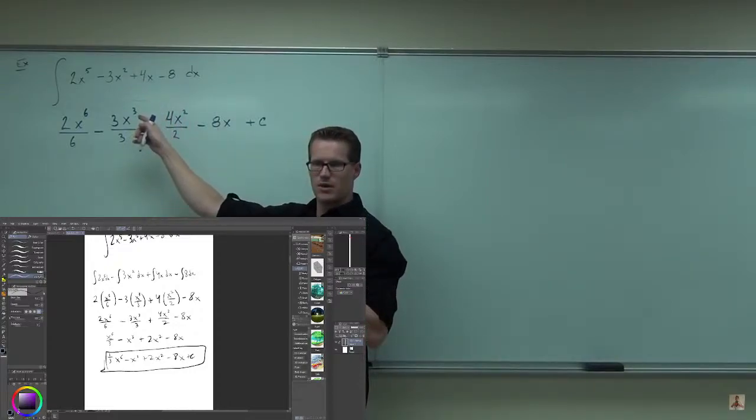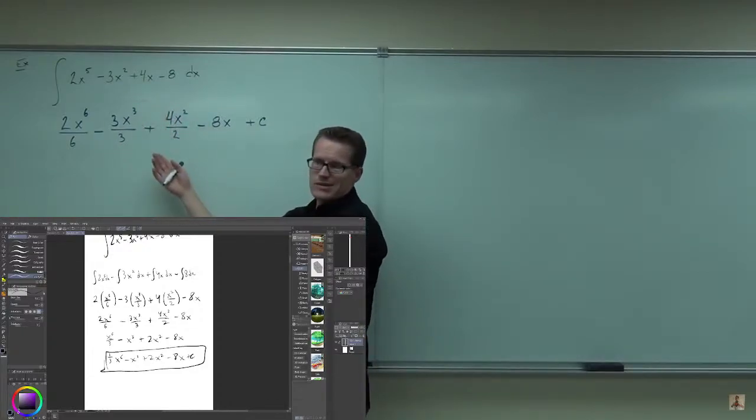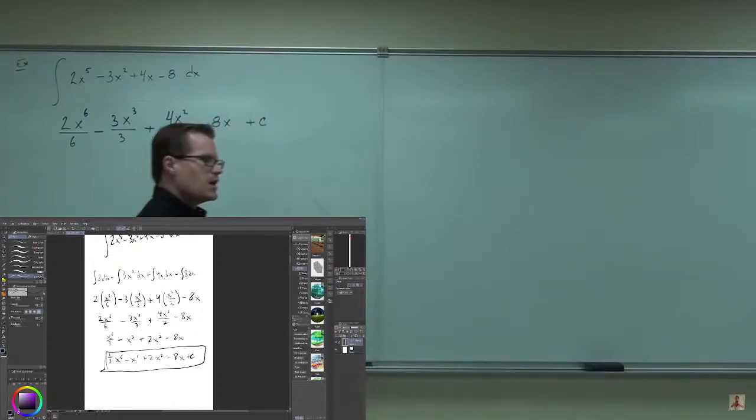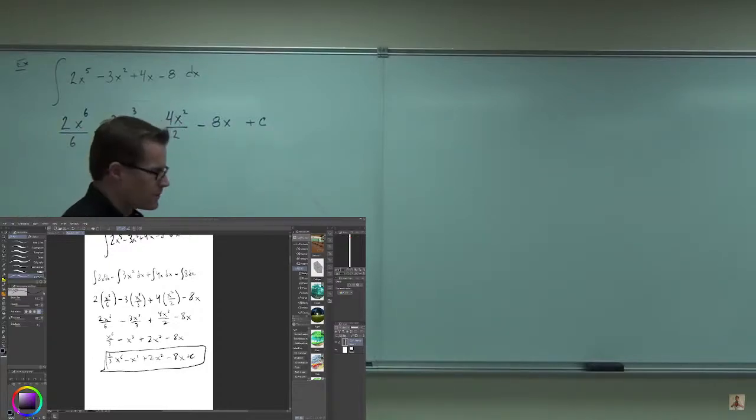You with me? By the way, if you take a derivative of this, will it give you that? Certainly. That's how we found this in the first place. That's why it's called the antiderivative. Now we're going to simplify a little bit. Some of you already told me this is 1/3 x to the 6th, or x to the 6th over 3.